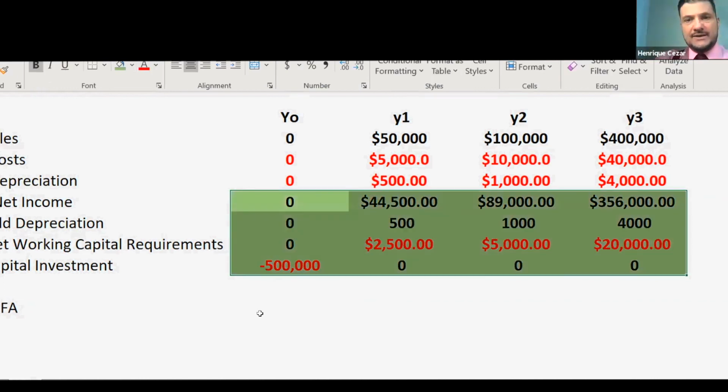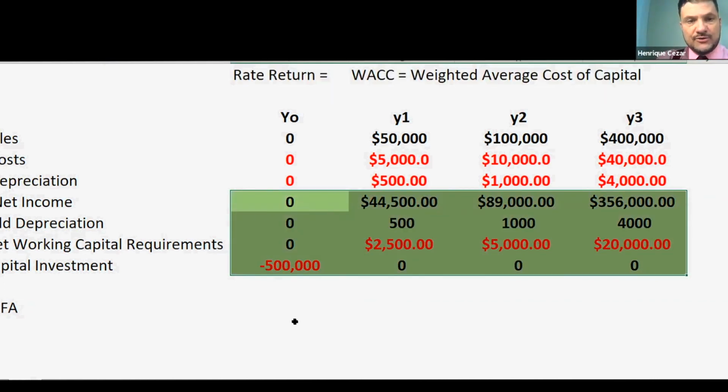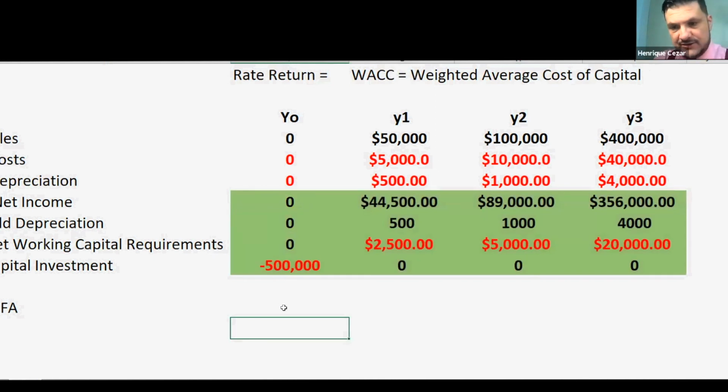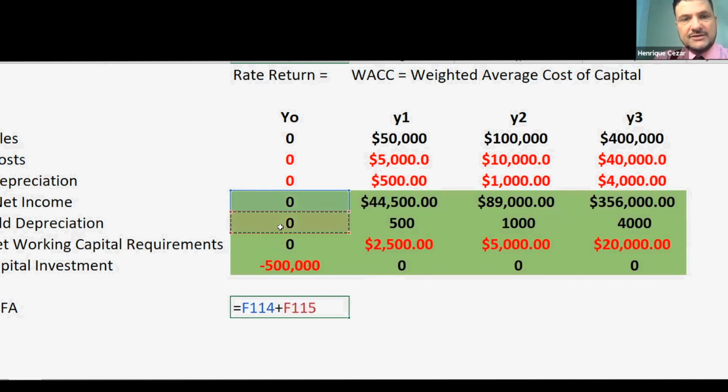This portion in green is where you're going to compute your cash flow from assets. So take a look. Equal net income plus depreciation minus net working capital requirements minus initial investment. Be careful here, because this is a little mistake that some of you may make and get the wrong problem.